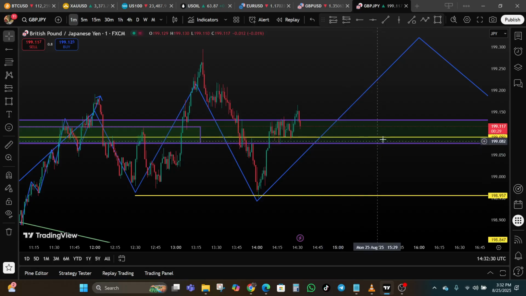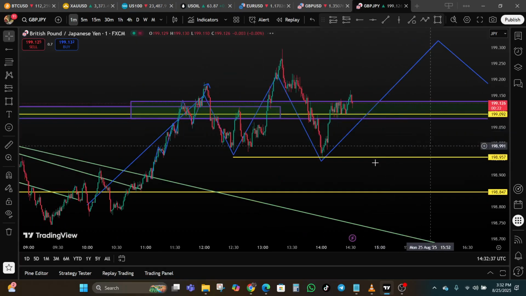So to recap: identify market structure on the 1 minute chart, draw your intraday support and resistance zones, always wait for confirmation before entering, align your M1 trades with higher time frames for reliability, stay disciplined, and avoid impulsive trading. That is the complete breakdown of the M1 trading strategy.